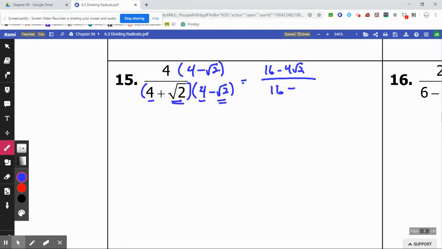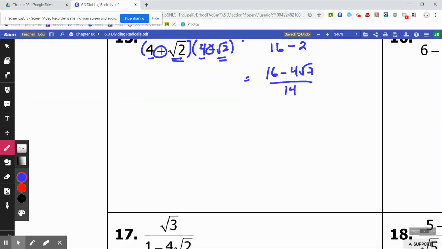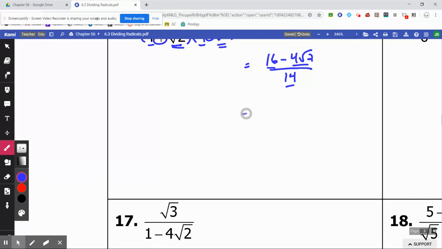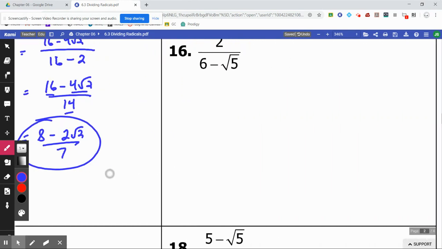Positive times negative is a negative. A lot of times we forget that negative there. Root 2 times itself is simply 2. So on top you have 16 minus 4 root 2. On bottom you have 16 minus 2, which is 14. We can reduce this by dividing every term by a 2. And that gives you 8 minus 2 root 2 over 7, final answer. And that can be split if you would like to.